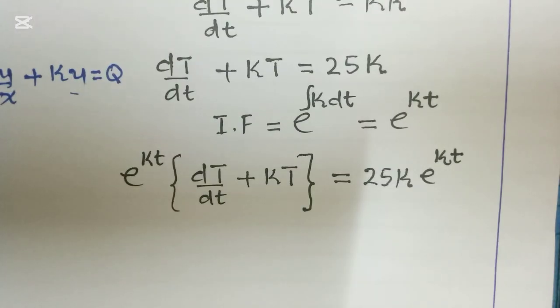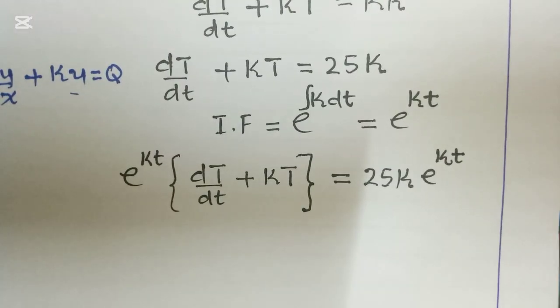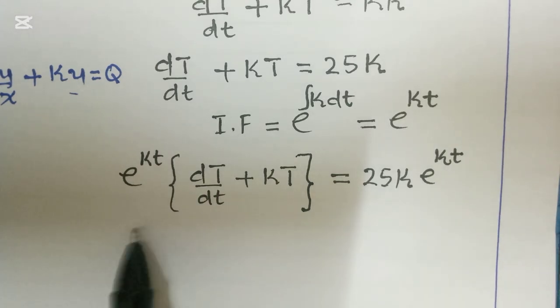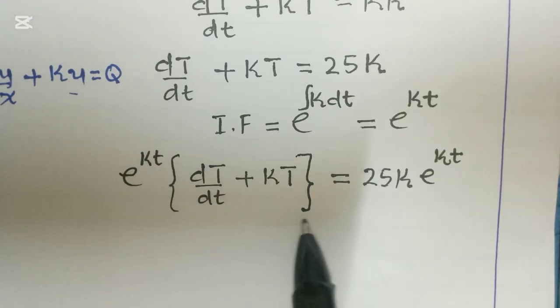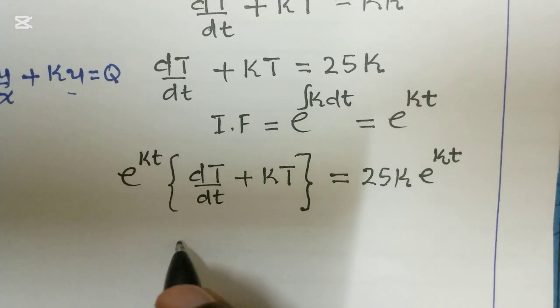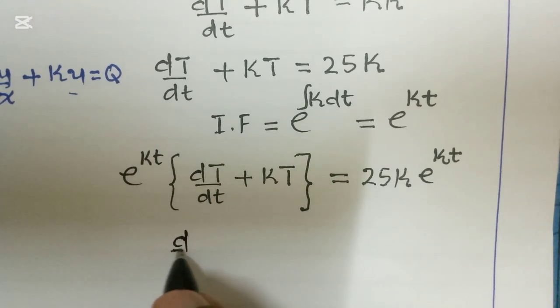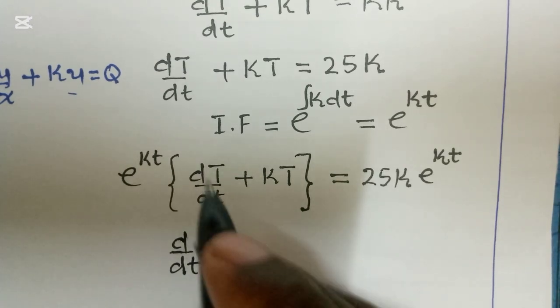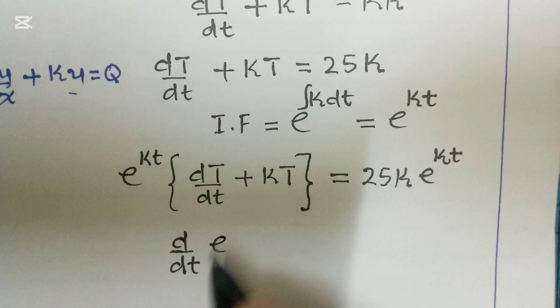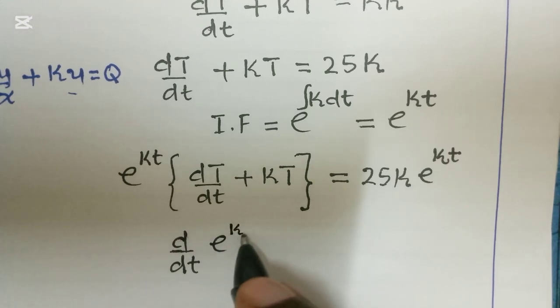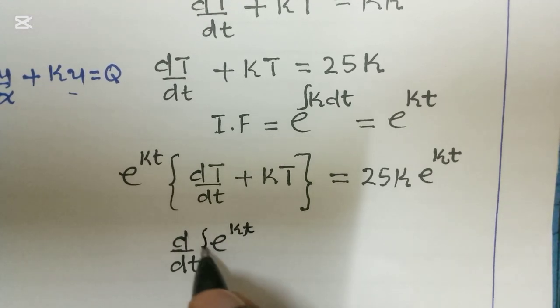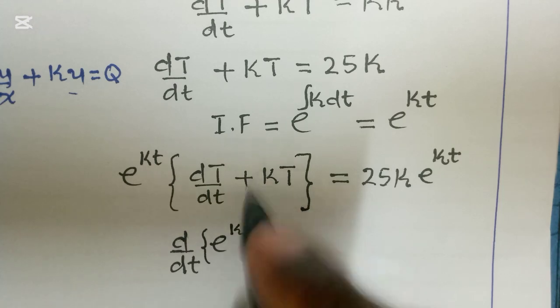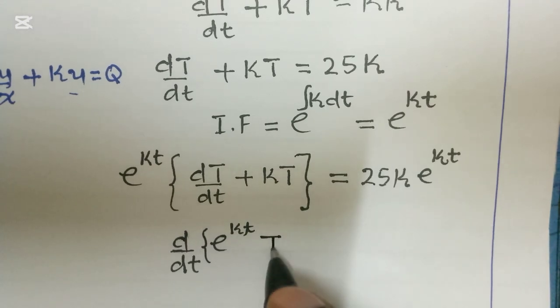Guys, from there now we come and, before we continue, we look at this. These are brought about by d over dt of the integrating factor, which is now e raised to kt multiplied by y, which in our case is T, like that.